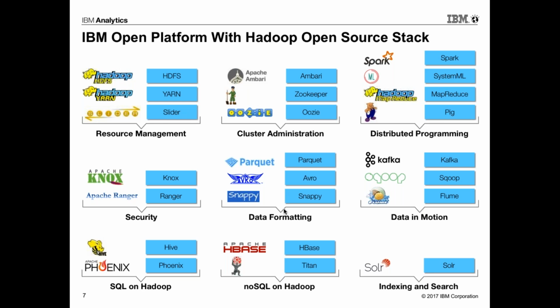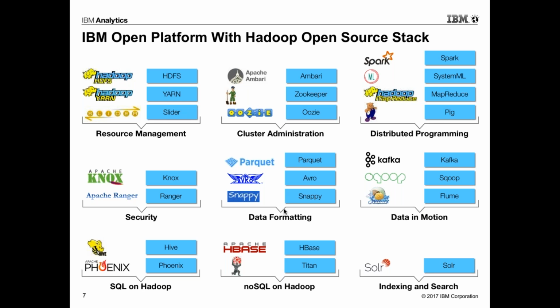Solr can be used with Banana as a visualization tool. There have been times when we've been building dashboards using Solr. Solr is used for indexing all your data onto Hadoop. Hive being a SQL component of Hadoop, where you can trigger SQL queries and get results from your big data platform. So this is IOP with Hadoop open source stack.